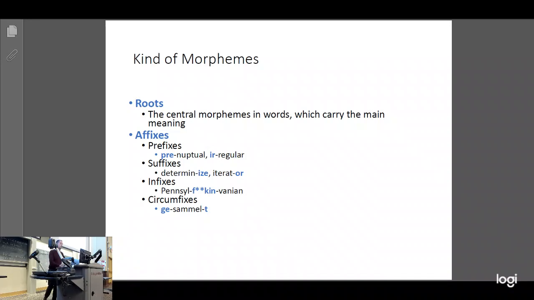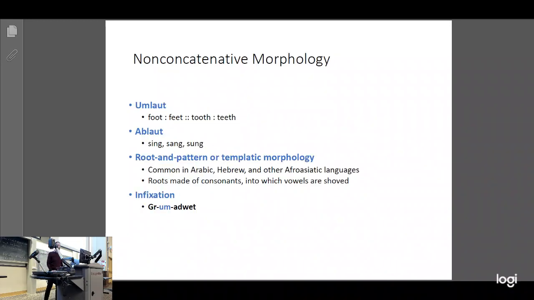So there are different kinds of affixes, but there's also what's called non-concatenative morphology. This is where, rather than adding something at the beginning or at the end, you make some kind of change. So there's umlaut, like in English foot, feet, tooth, teeth. There's ablaut, which happens in English verbs, like sing, sang, and sung. There's root and pattern morphology, which is like umlaut and ablaut gone crazy.